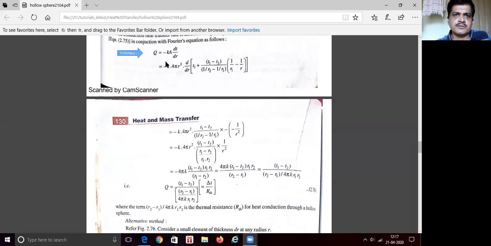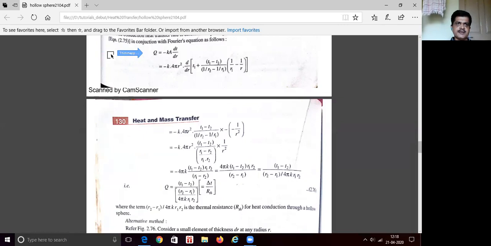Q is equal to minus kA dT by dr, and A is what I told you. See, this is important. Here the surface area is 4 pi r square, because this is a sphere. And the temperature equation we got, differentiate d by dr of the temperature T, that is equation 2.74, we derived that. Put that T value here, differentiate it.